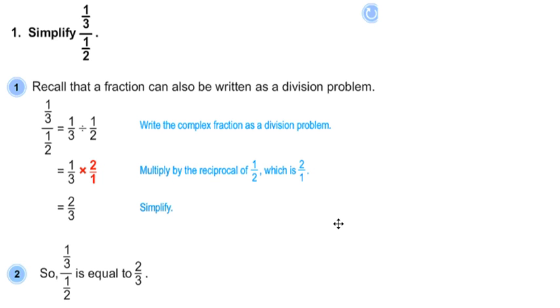So 1/3 over 1/2 is equal to 2/3. Notice that the numerator and denominator are both integers, so it's simplified. Our goal is to make sure that these are integers and not fractions anymore.